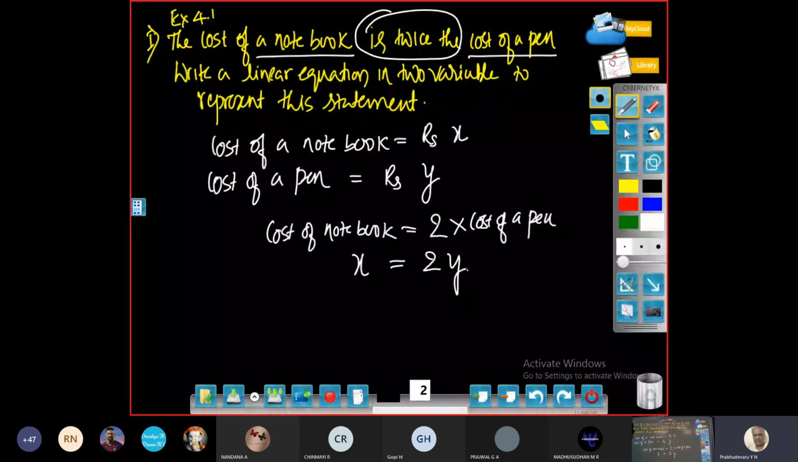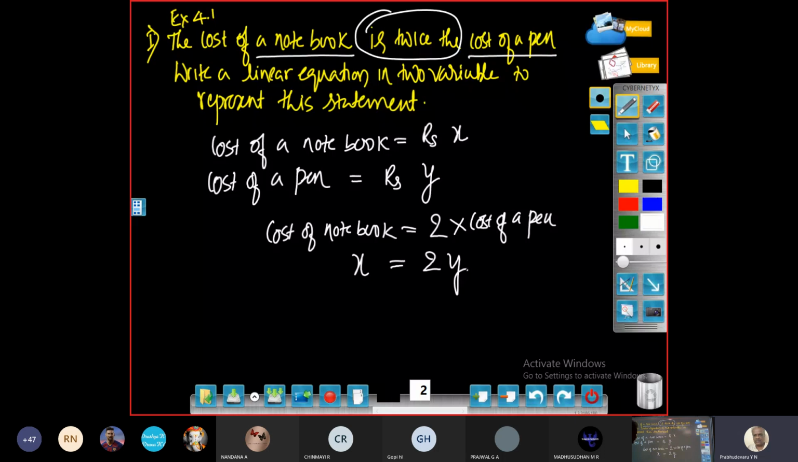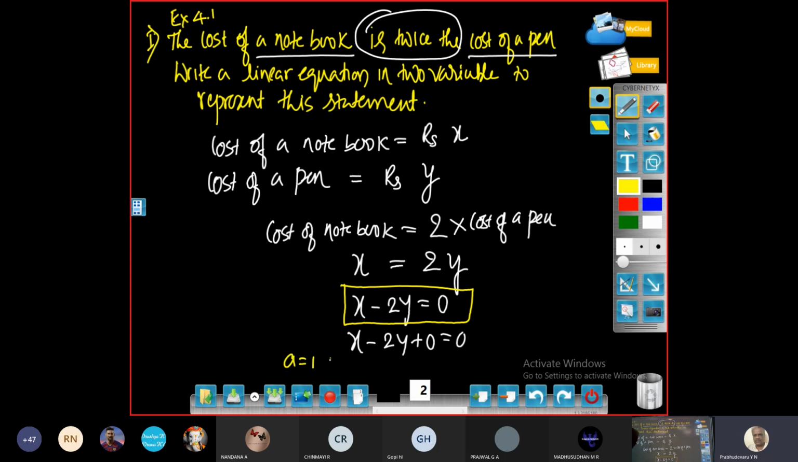Now keep this in the standard form. So you will get X minus 2Y is equal to 0. If I write this in the standard form, X minus 2Y plus 0 is equal to 0. The constant value is 0. Here A value is equal to 1, B value is equal to minus 2, C value is also equal to 0. Even if you don't write that C value as 0 there, it is understood that C is 0.